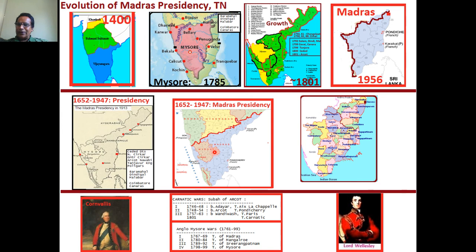After the dissolution of the Madras Presidency in 1953, Tamil-speaking districts were taken away and called Madras State. Madras State is different from Madras Presidency. This is a truncated form of the Madras Presidency, and we'll talk about it later.